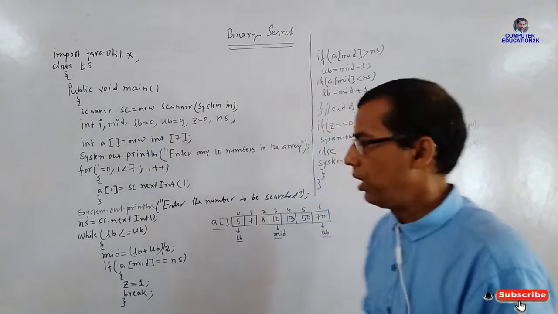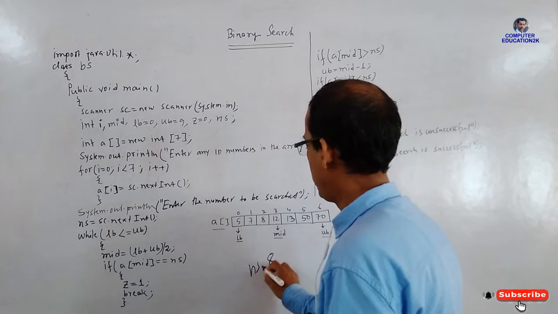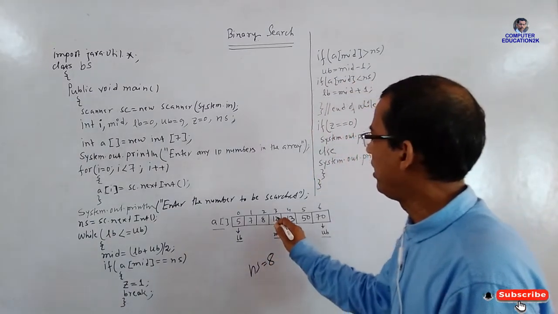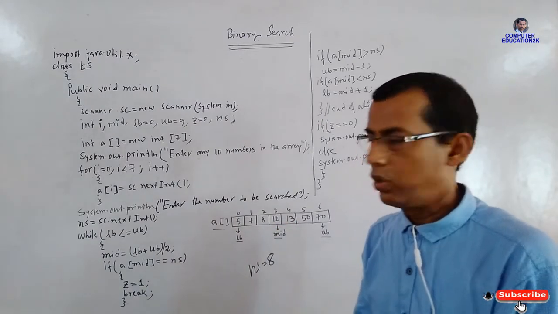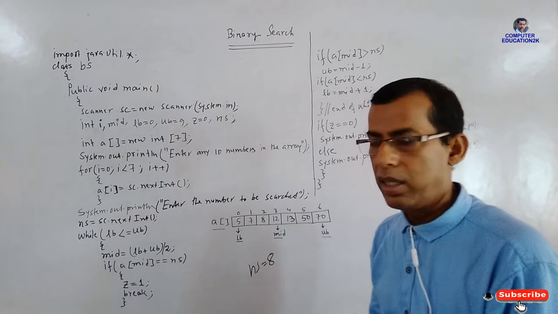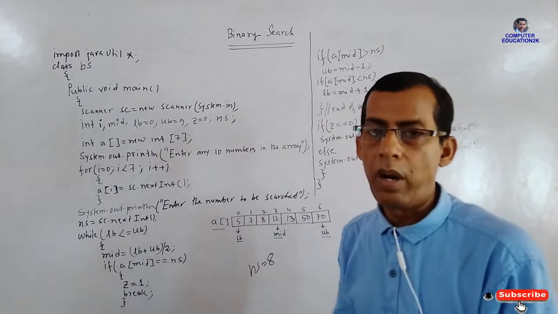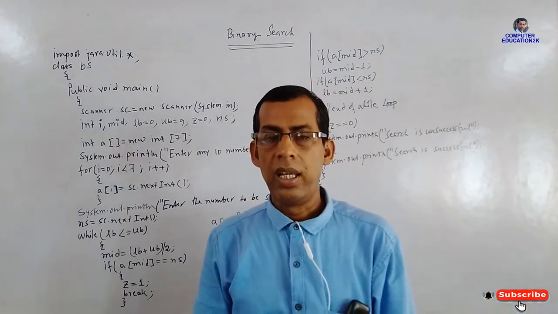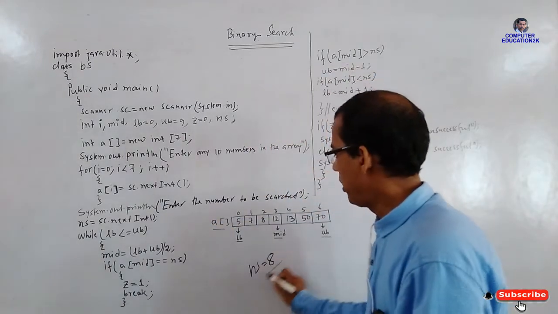Now suppose you want to find 8. The number to be searched is 8. So what will the computer do? The computer will go and find in the mid. But in the mid you have 12, so the search is not successful here. So the computer will break this array in 2 parts. Actually, binary means 2.